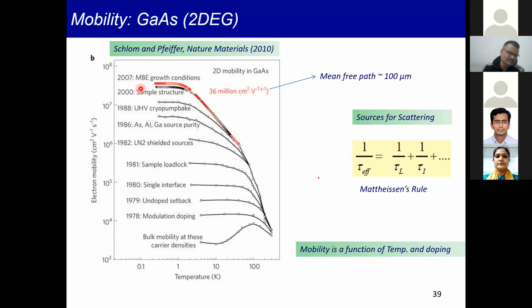So this is from 2007. At low temperatures, around 1 Kelvin or so, they could get mobility as high as 36 million centimeters squared per volt second. It's a huge number. You can find the mean free path, the path the electron travels between successive scattering events without scattering, which is of the order of 100 microns. So essentially, you can look at the quantum nature of the electron without scattering in these cases.